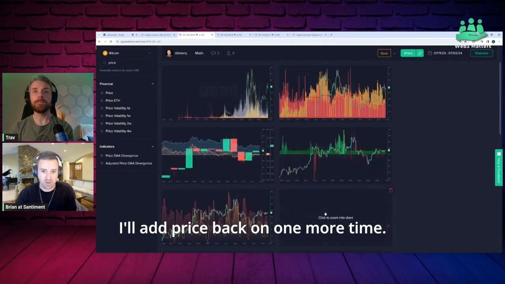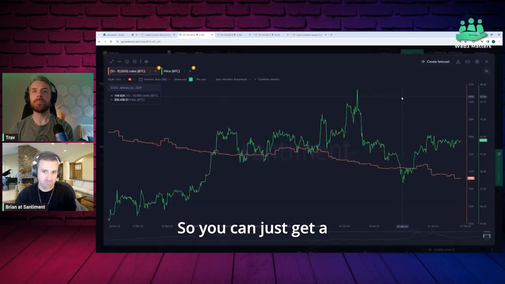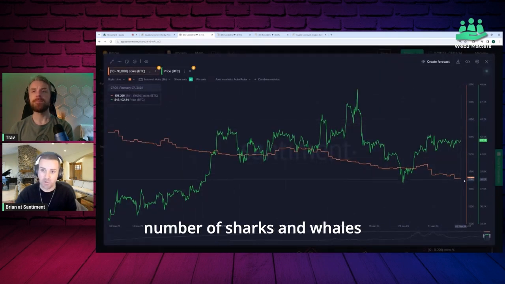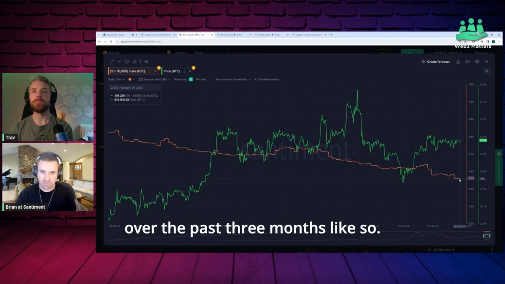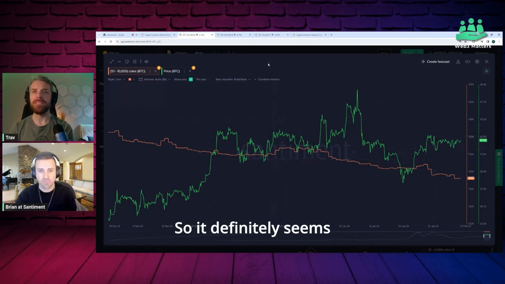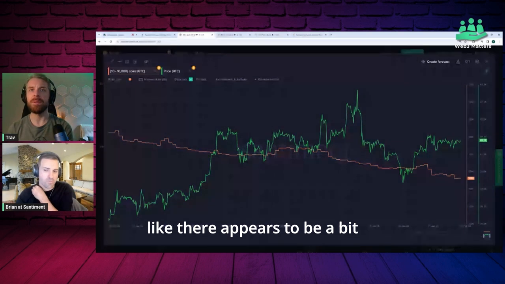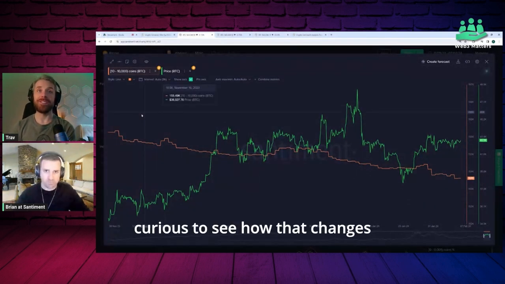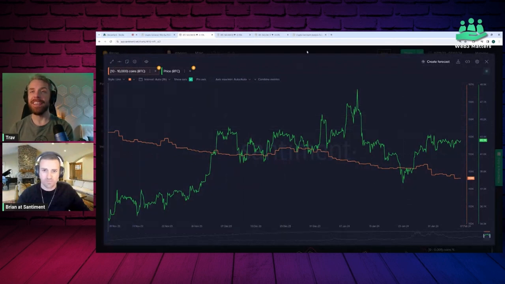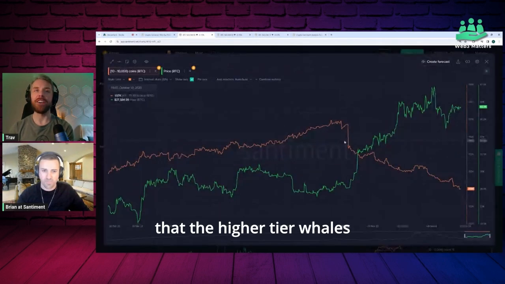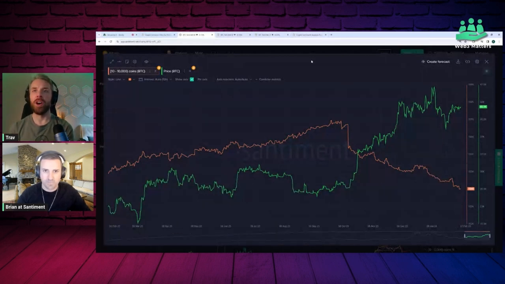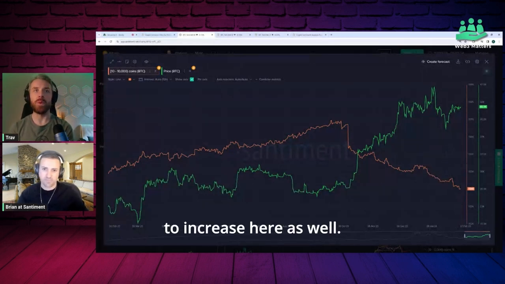I'll add price back on one more time, so you can just get a quick glimpse of how prices have changed based on the number of sharks and whales over the past 3 months, like so. Very fascinating. So it definitely seems like there appears to be a bit of a decline in total addresses. So I'm definitely going to be curious to see how that changes in the near future, knowing that the higher tier whales that you had put onto the graph not long ago are definitely seeming to increase here as well.